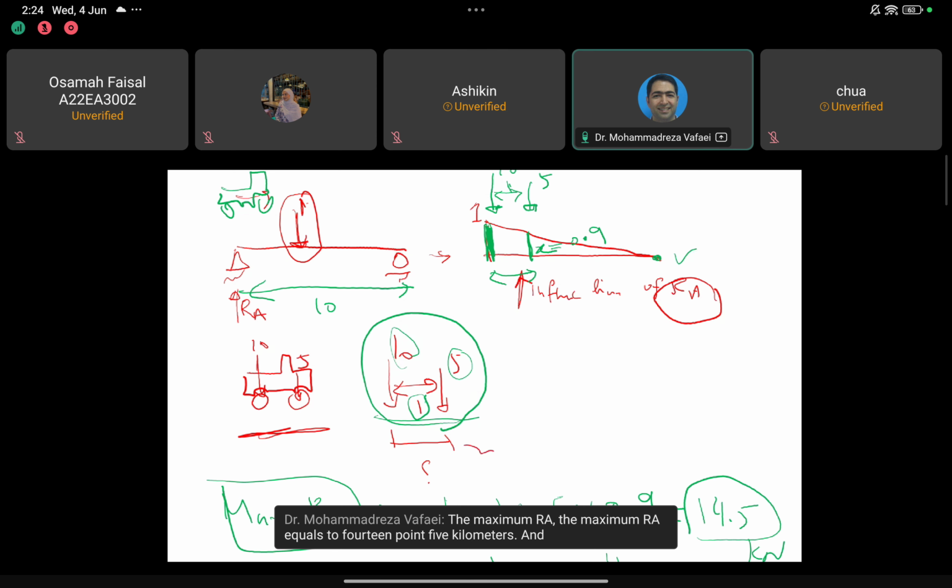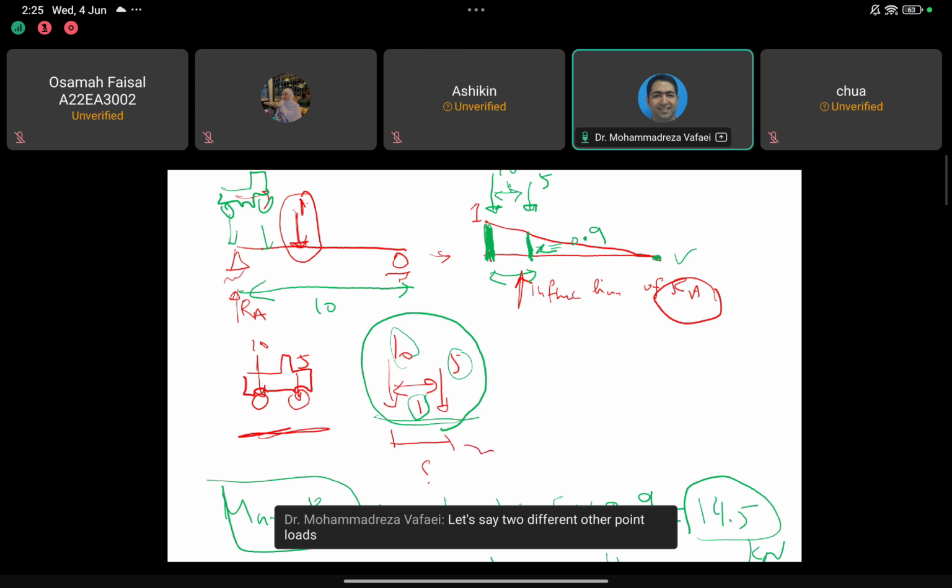And it happens when the car has been parked right in the beginning of the bridge, because in this location, the height of the influence line is the largest. Let's see the same bridge, but this time it is subjected to two different point loads.